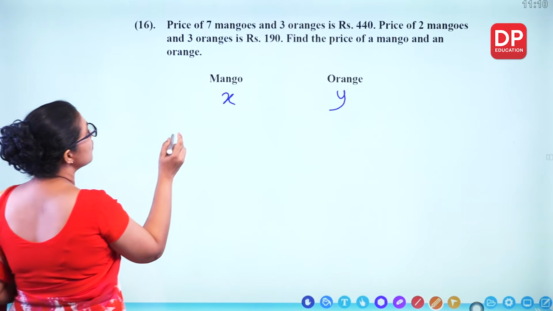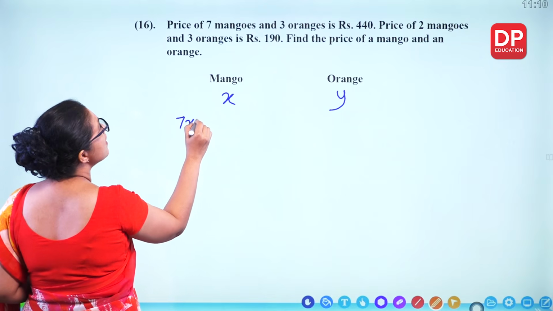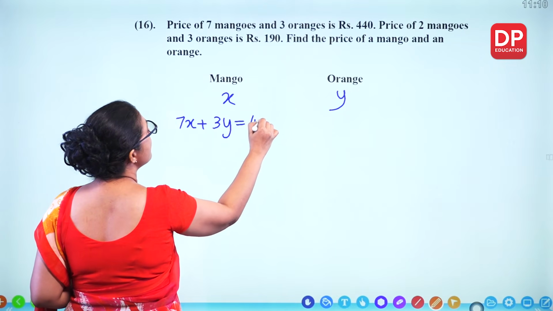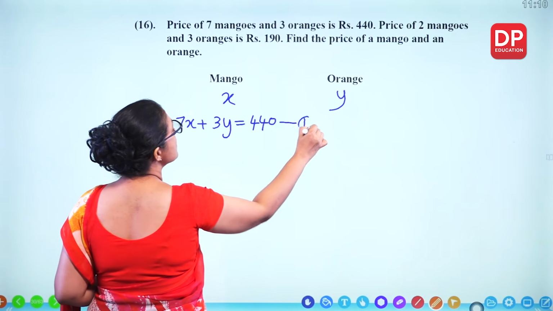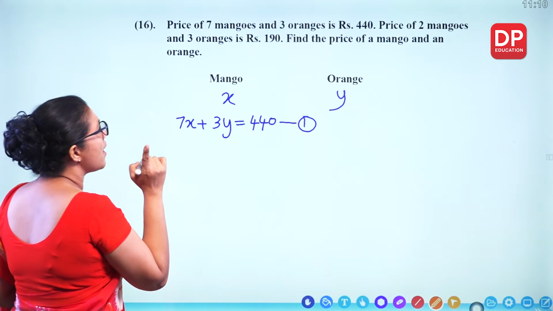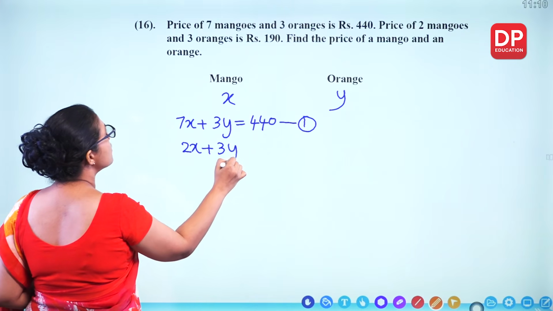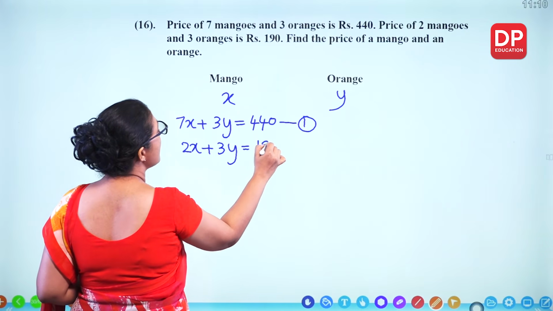Price of 7 mangoes, so that means 7x. 3 oranges, that means 3y. The total is 440 rupees. That's the first equation. Price of 2 mangoes, 2x. 3 oranges, that's 3y, equals 190.